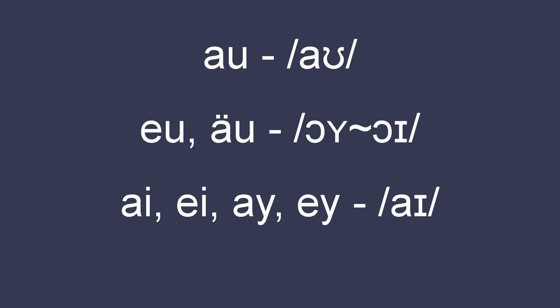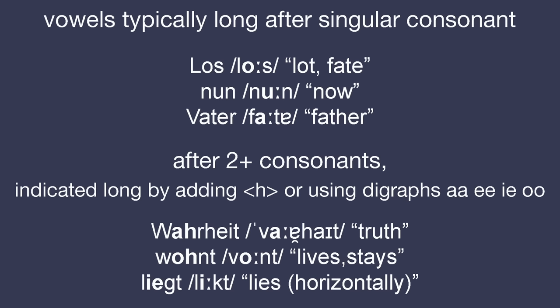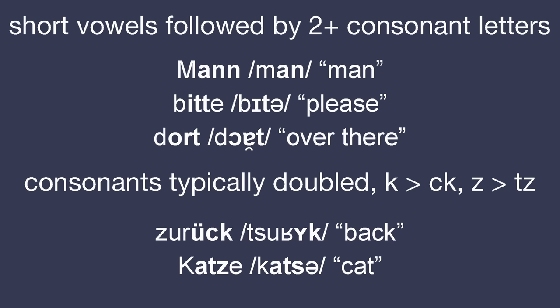German uses just au for au, but both eu and ä umlaut u for oi, and ai, ei, ay, and ey for ai. Vowel letters are typically pronounced long after only one consonant, and can be indicated to be long by putting an h after them, or using the digraphs aa, ee, ie, or oo, when followed by more than one consonant. When short vowels are phonetically followed by one consonant, the consonant letter is typically doubled, though before short vowels, k and ts are written ck and tz respectively.